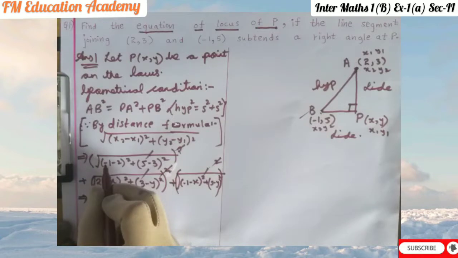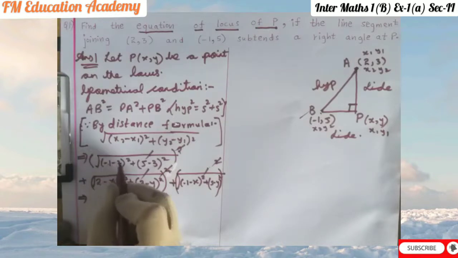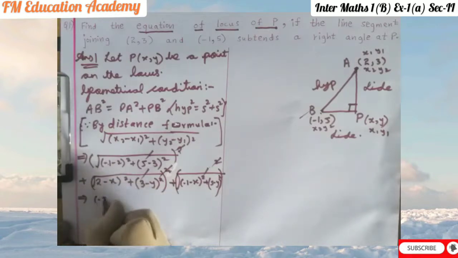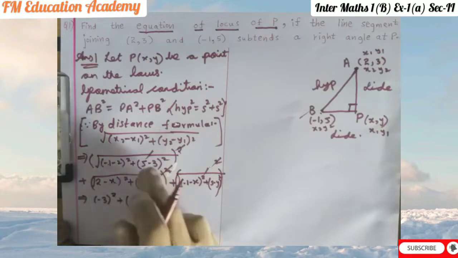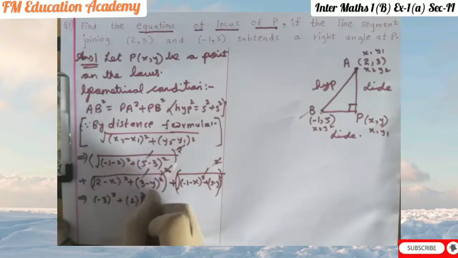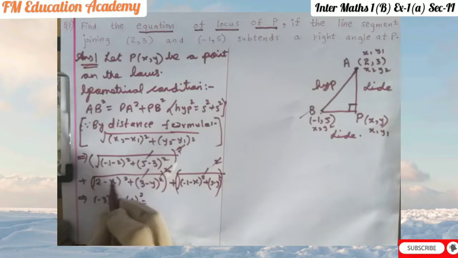Now we have minus 1, minus 2. When signs are same, we have to add. So 2 plus 1 is 3. So we have minus 3 whole square here, and here we have 5 minus 3 is 2. So 2 whole square is equal to (2 minus x) whole square.